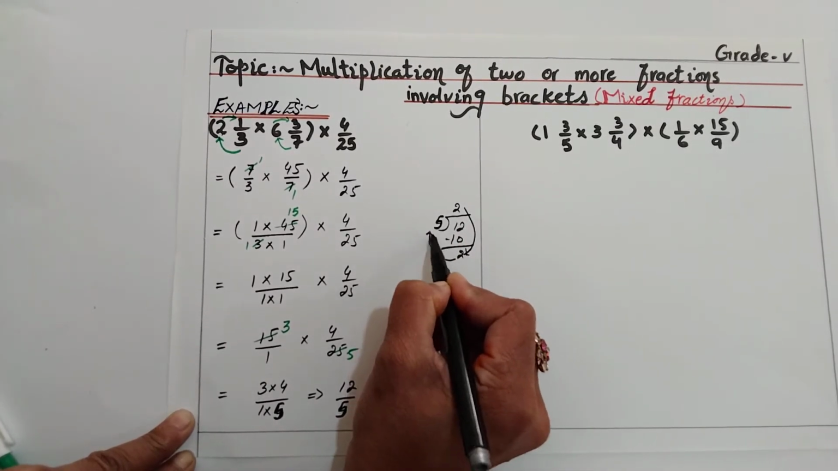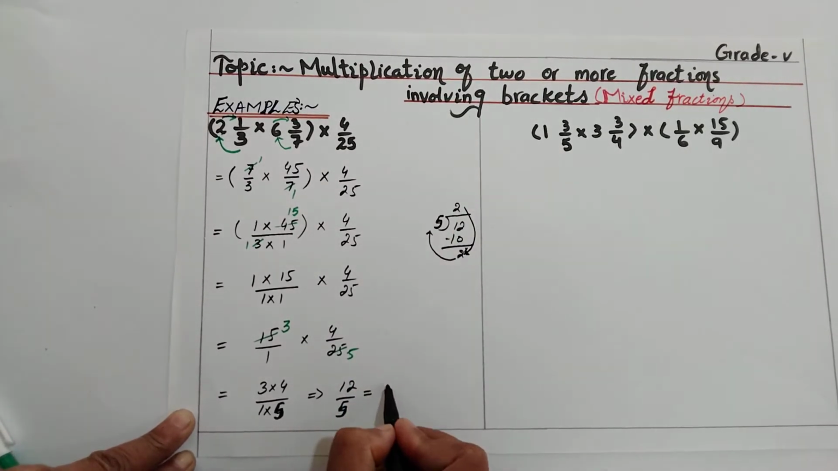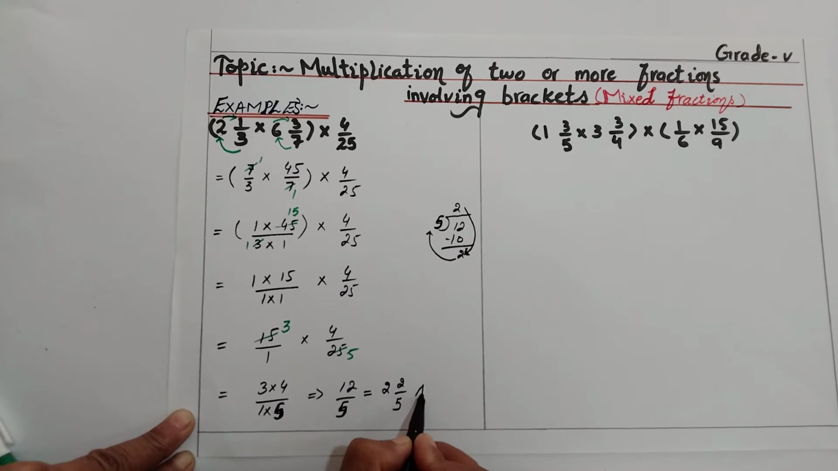We will write the answer in the form of mixed fractions. So 2 will be our whole number, this 2 will be the numerator and this 5 will be the denominator, and that is our required answer.